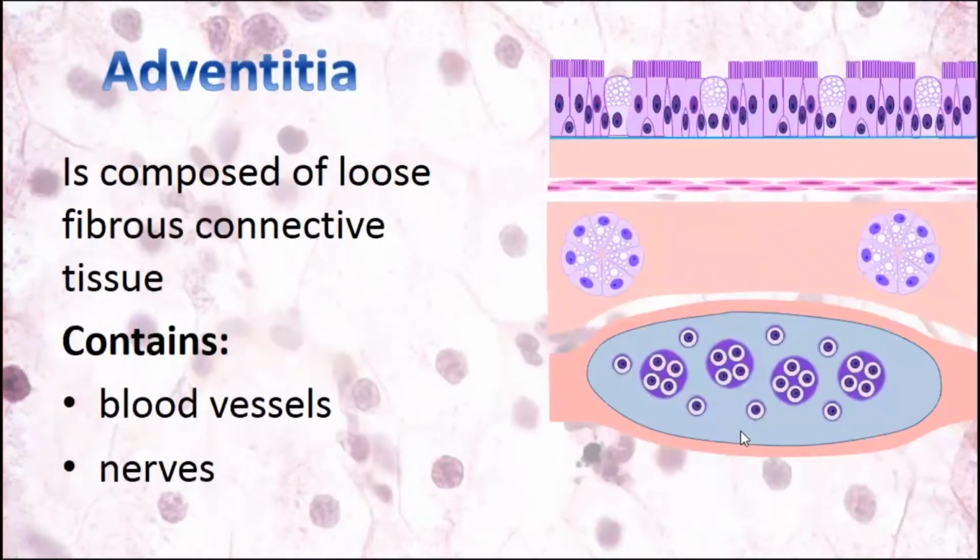And also we have the outermost layer, it's Adventitia. Here we can see this layer. It's composed of loose fibrous connective tissue which covers bronchus or trachea or another organ outside, and it contains blood vessels and nerves. And Adventitia is similar to Adventitia in other organs, for example, Adventitia in the digestive system, in digestive tract.